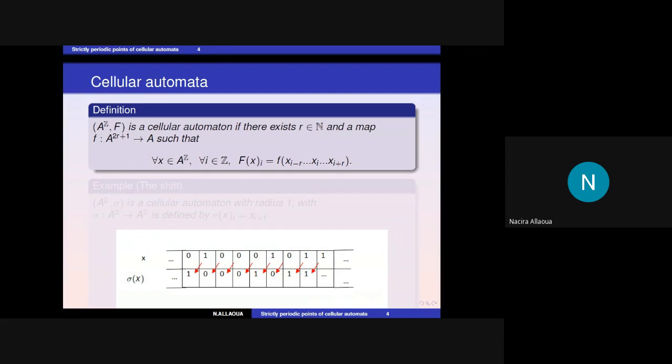Formally, a couple (A^Z, F) is a cellular automaton if there exists an integer R and a map f such that the image of any point x at position i by the cellular automaton F is equal to the image by f of the neighborhood of x at position i with radius R.